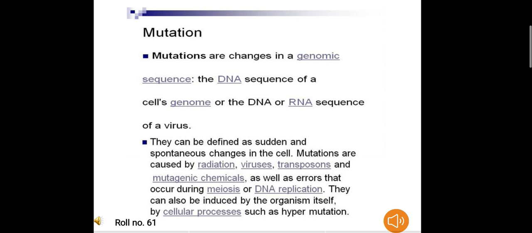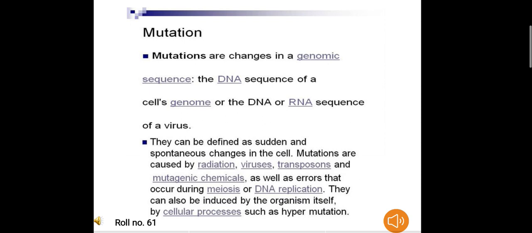Transposons means that it is a DNA sequence that can change its position within a genome and alter the cell's genetic identity and genome size. And mutagenic chemicals. Mutagen means that it is a change in the DNA of the cell, and one of the examples of mutagenic chemicals is diethyl sulfate, as well as errors that occur during meiosis or DNA replication.